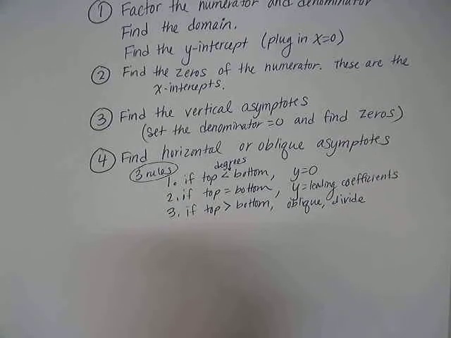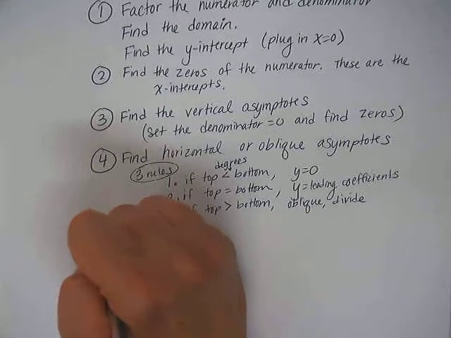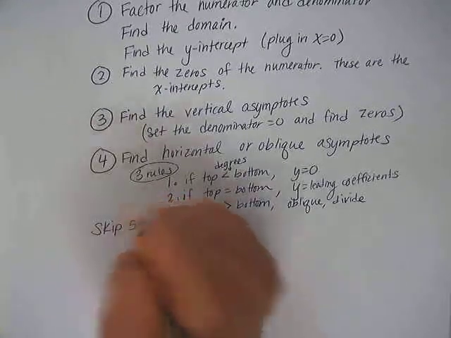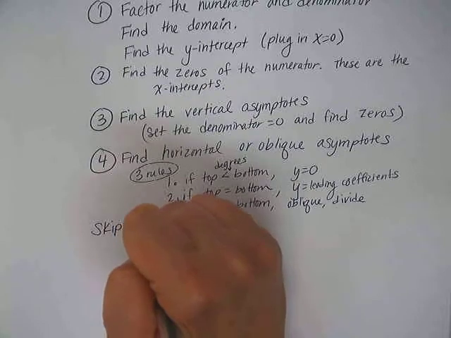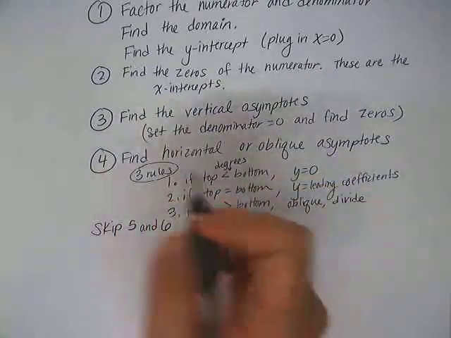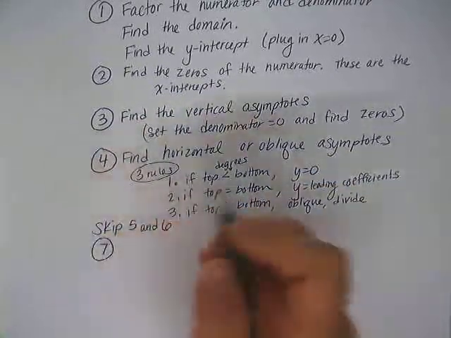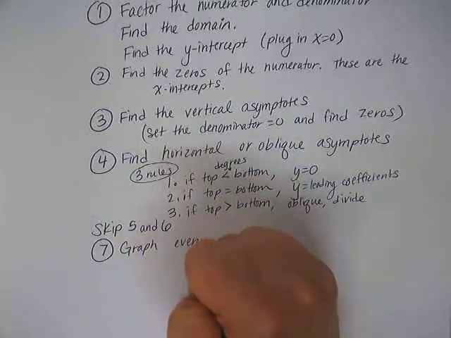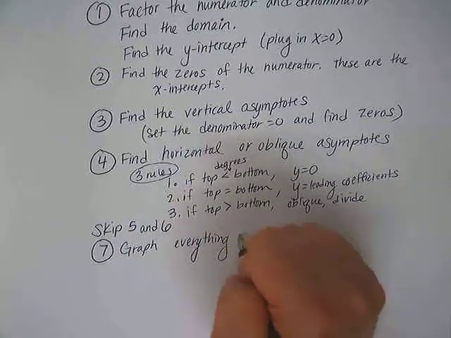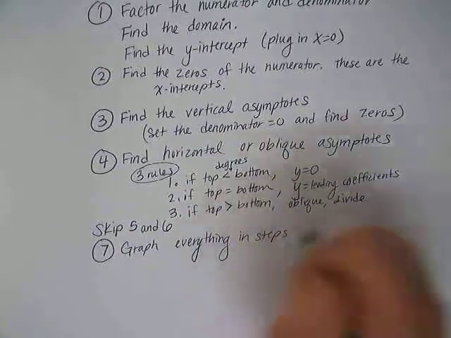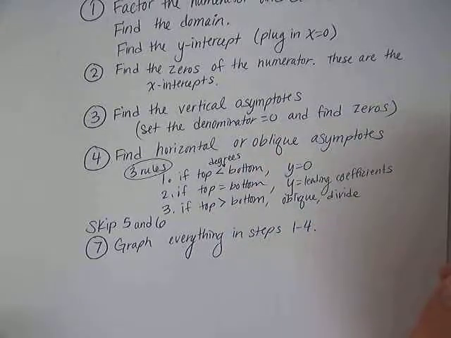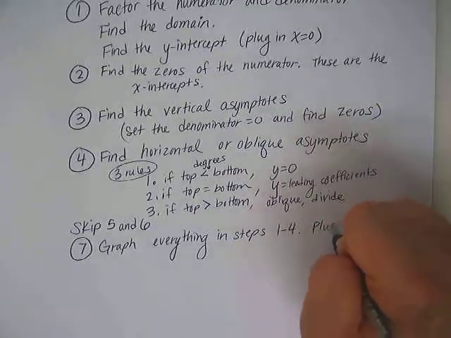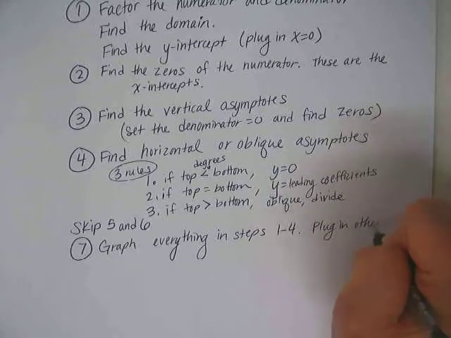Okay, step 5. Oh wait, we're going to skip step 5 and step 6. So I'm just going to say skip, because if you happen to read the book, they do these. Okay, so step 7 is graph everything in steps 1 through 4.